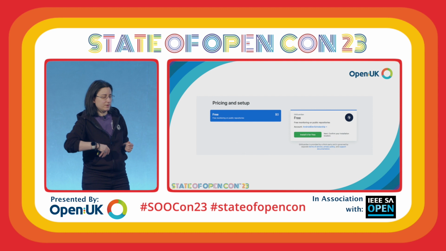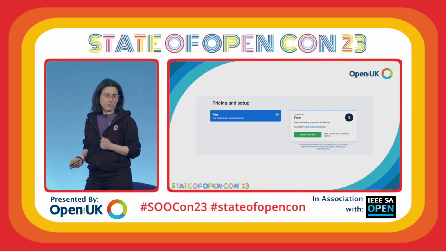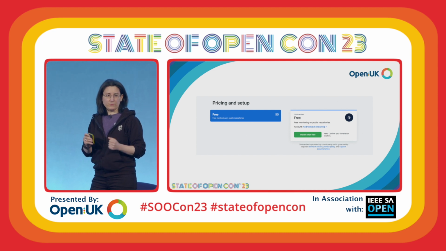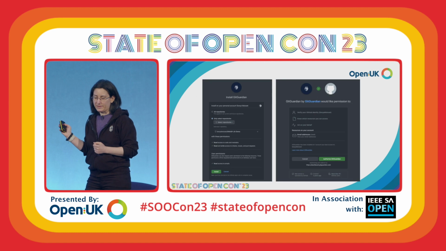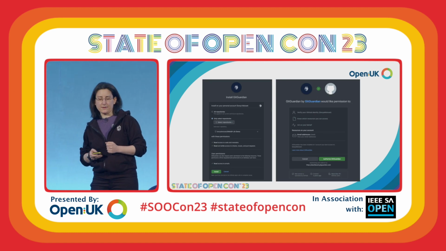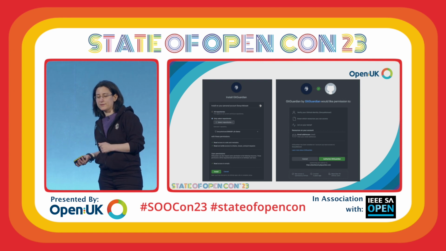So usually when you scroll down the page, you will see the pricing and setup section. For public repos and open source projects, these tools will be free. You just need to select the account that will be responsible for installing the application. Then you'll be redirected to installing the application. You'll be prompted to install it on all repos or on selected repos.